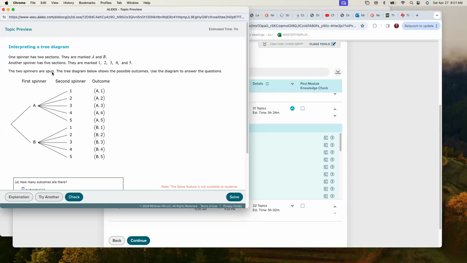Then after that spinner spun, there's another spinner that has 5 sections. So imagine, again, the circle evenly divided into 5 sections here. Actually, it doesn't have to be equal. We'll get into that later, but say there's 5 sections and we spin the other one and it can land on 1, 2, 3, or 4, or 5.